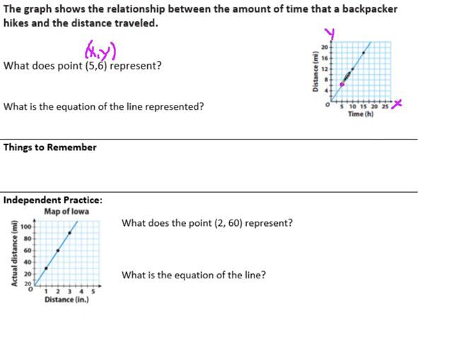So if I go 5, 6, that gives me right here. If we look here, this says the amount of time in hours, and this is the distance in miles. So the backpacker took 5 hours to hike 6 miles. That's what that point represents. The backpacker took 5 hours to hike 6 miles.